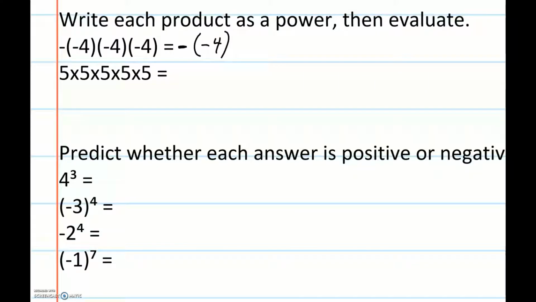And how many times does it show up? In this case, 3. Now I'm going to count this one. 1, 2, 3, 4, 5. 5 to the 5. Okay, so those are our two products as powers.